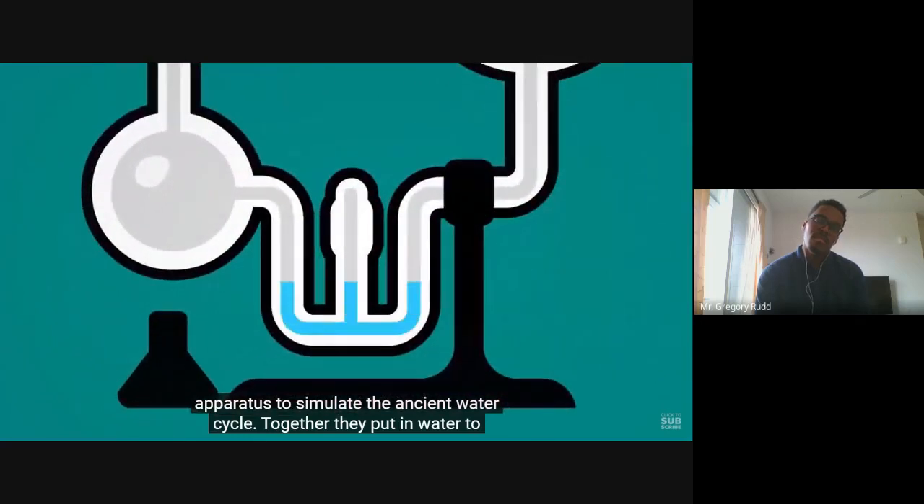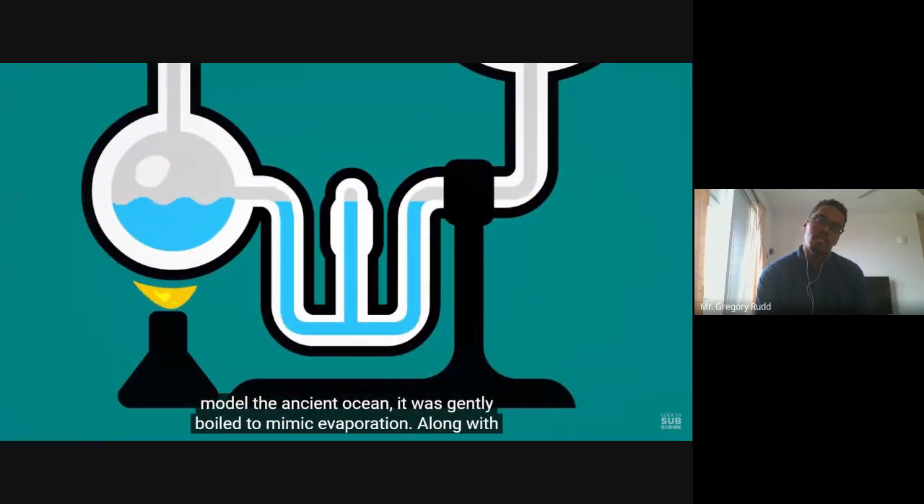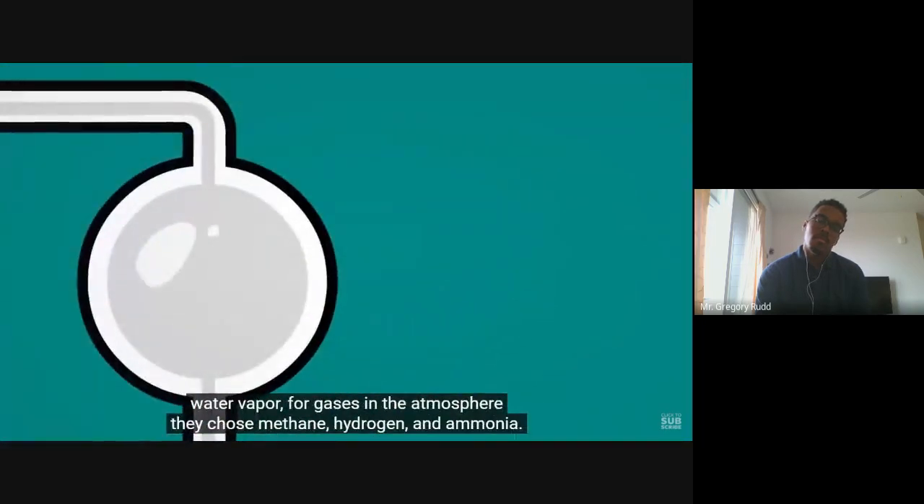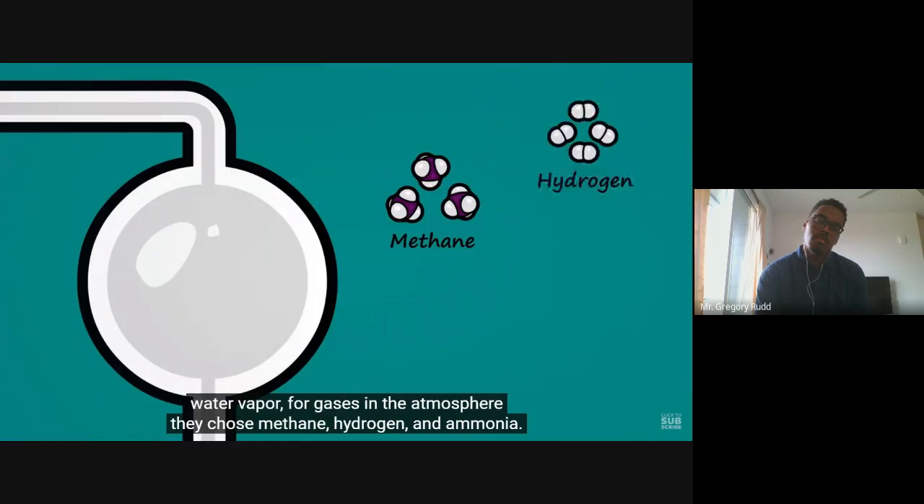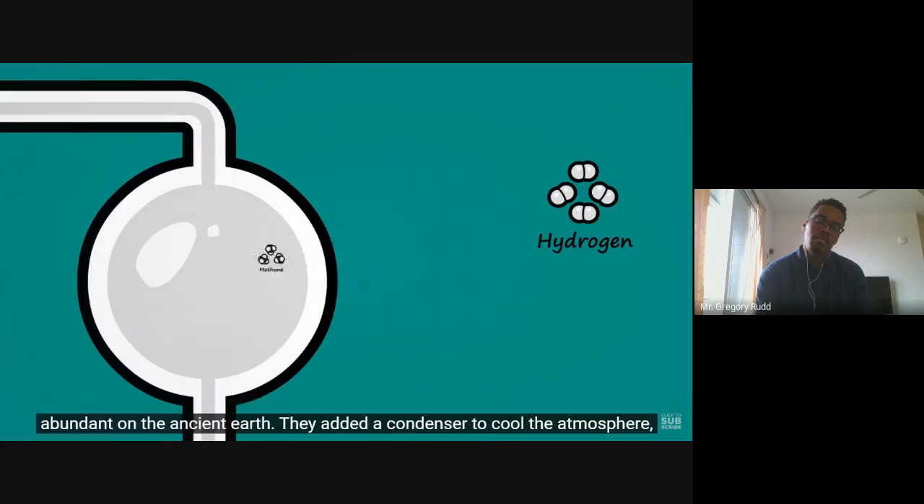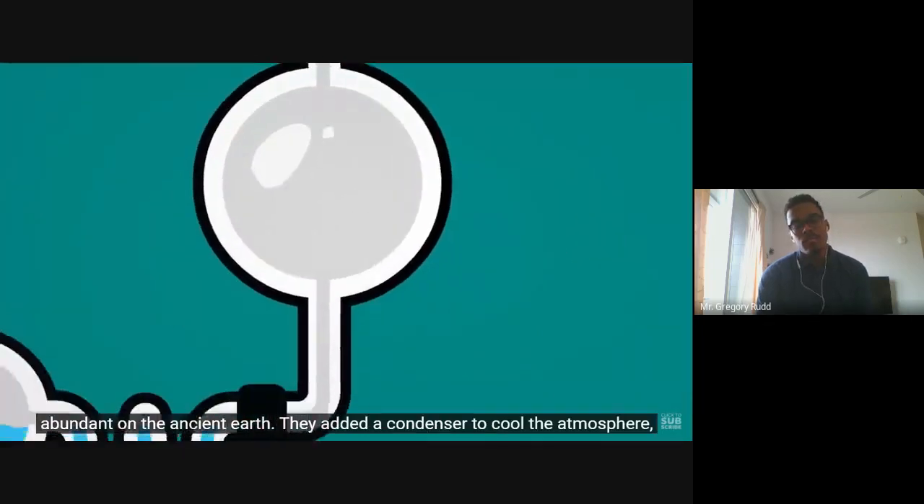Together, they put in water to model the ancient ocean. It was gently boiled to mimic evaporation. Along with water vapor, for gases of the atmosphere, they chose methane, hydrogen, and ammonia. These are simple gases which scientists at the time thought were probably abundant on the ancient Earth.